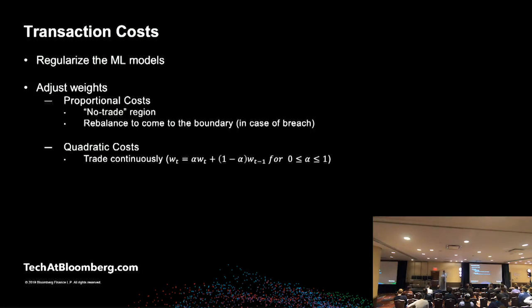And finally, I did not mention transaction costs. Transaction costs are incurred when we make trades, and it's crucial to take them into account when you're evaluating the performance. I did not take them into account, and machine learning models tend to have a high turnover, so it's important to regularize these models.